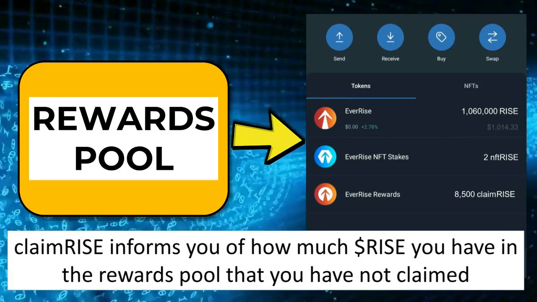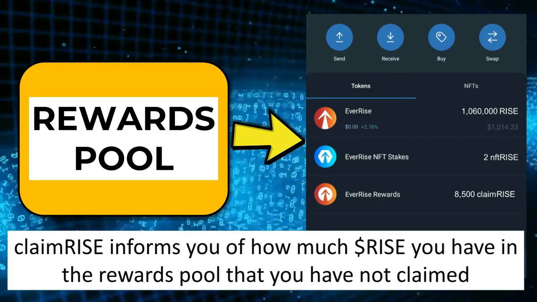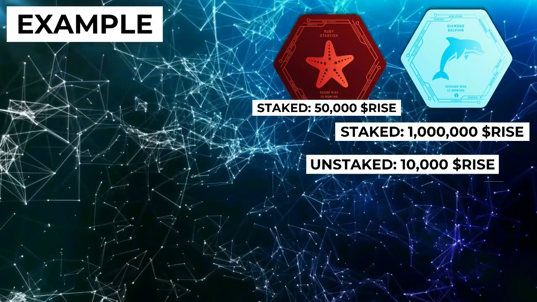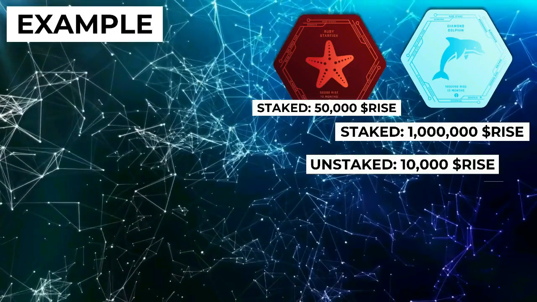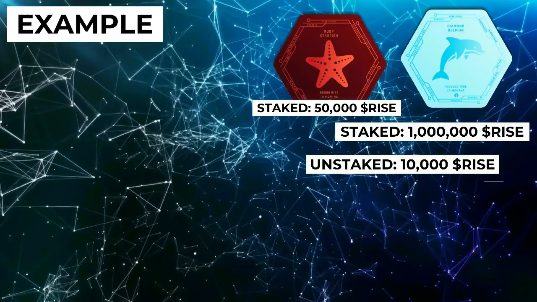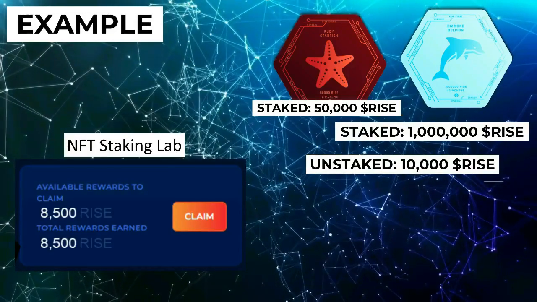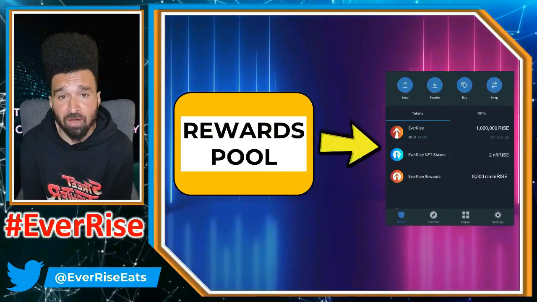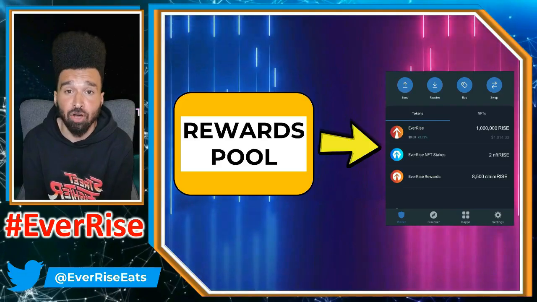Once you have done this, the claimRISE will go to 0, and these rewards will be added to your RISE total. So, going back to our example, we have a 1 million RISE Diamond Dolphin and a 50,000 RISE Ruby Starfish and 10,000 RISE unstaked. We see that from our commitment to RISE, we've been rewarded with 8,500 RISE. This is available for us to claim. But remember, at the moment, this 8,500 RISE is sitting in the rewards pool and not our wallet.